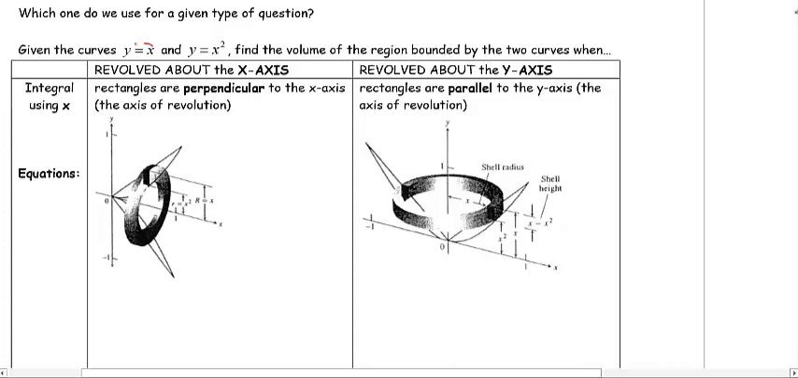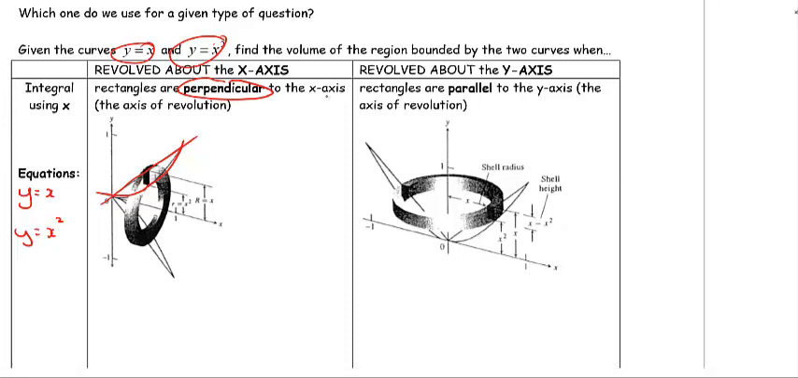Given the curves y equals x and y equals x squared, so here's your y equals x, here's your y equals x squared, I want you to find the volume of the region bounded by the two curves. In this case, in the upper left quadrant, I'm revolving it about the x-axis and the integral uses x. So the equations that I want are y equals x and y equals x squared. Because they are perpendicular to x, remember, the idea here is you need to decide which of these methods to use. Is it the washer method or the shell method? And that's one of the key points.